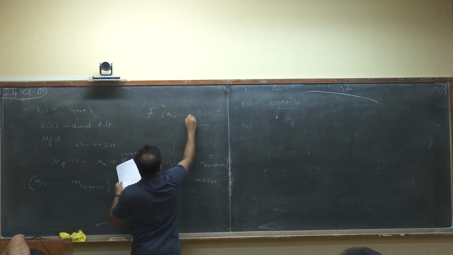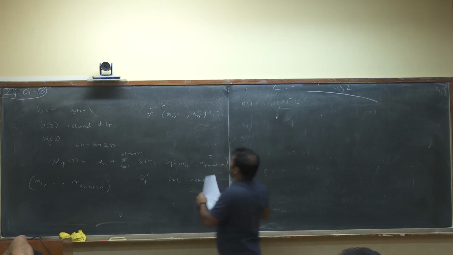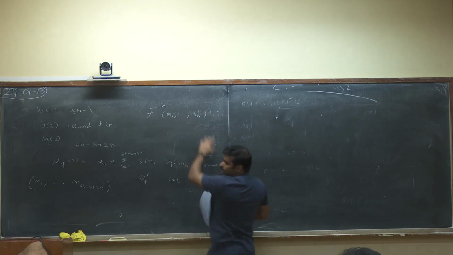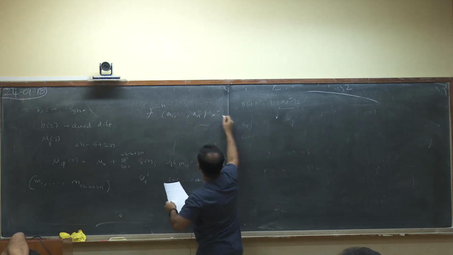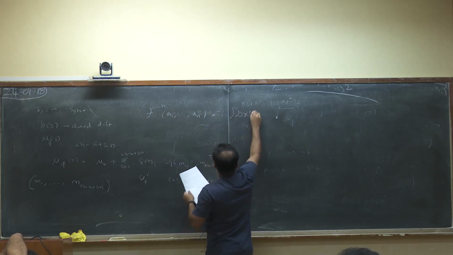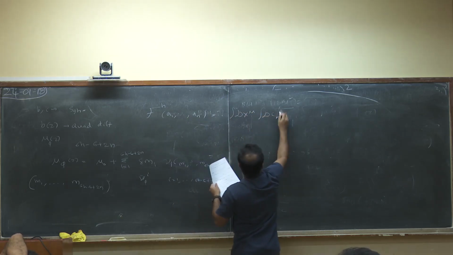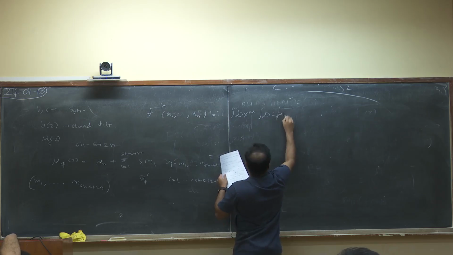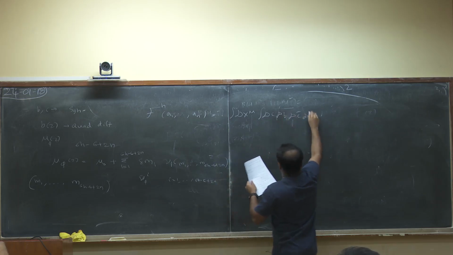So let's say I have n external states with some quantum numbers a1 to an. Then this is given by the path integral dx mu dc dv dc bar.